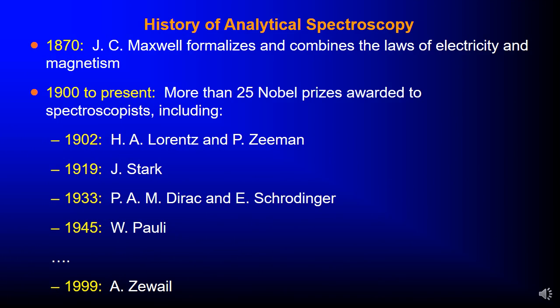In 1870, Maxwell formalized and combined the laws of electricity and magnetism. From 1900 to the present, you find that more than 25 Nobel Prizes have been awarded to spectroscopists, including the likes of Lorentz and Zeeman, J. Stark, Dirac and Schrödinger, Pauli, Zewail.